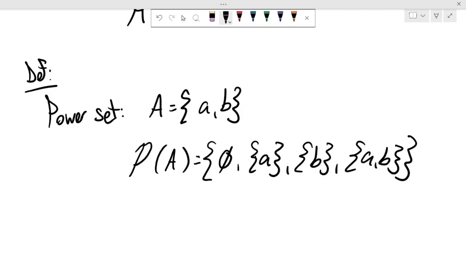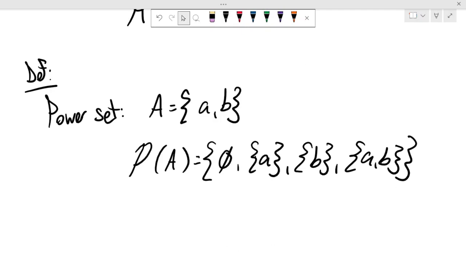Okay. So in general, if a set has n elements, then its power set will have 2 to the n elements. So here A has 2 elements, so the power set has 2 to the second elements, which is 4, which is exactly what we have here.